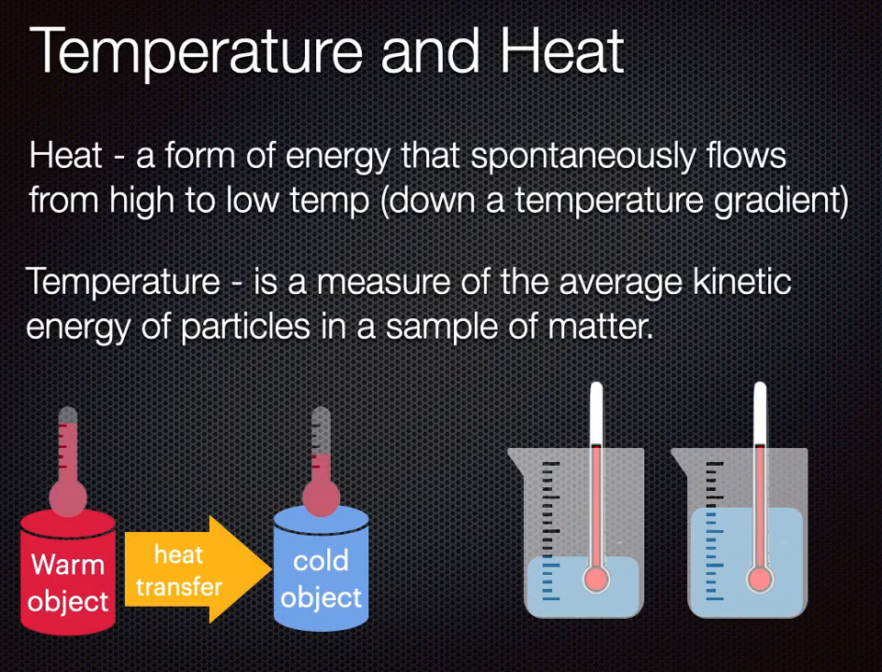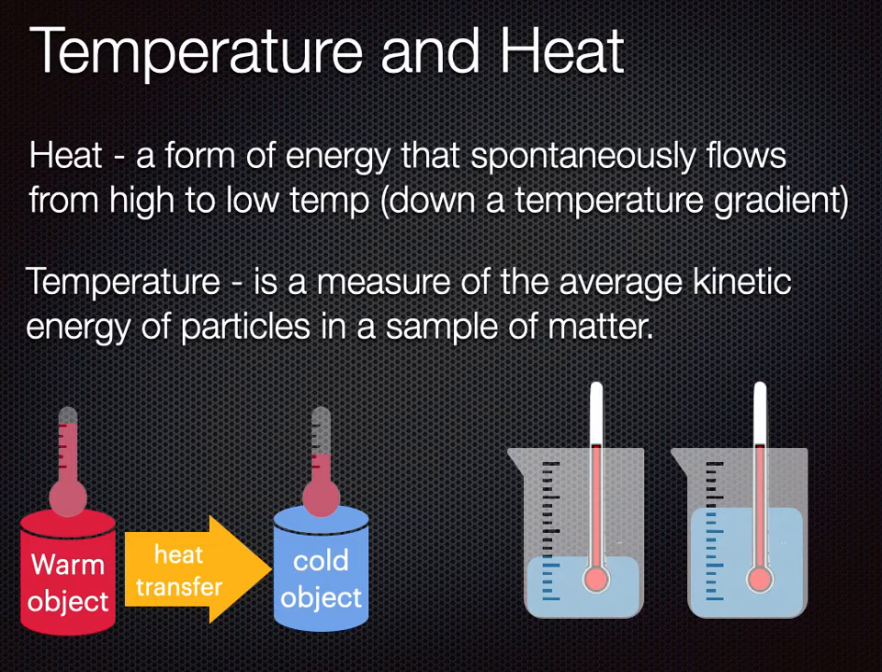And in order to do that, we're gonna recall from some earlier videos the difference between heat and temperature, because they are fundamentally different concepts. Heat is a form of energy that flows from high temperature to low temperature, or what we call down a temperature gradient. So heat will always flow spontaneously from a warm object to a cold object. In order to get heat to flow from cold to warm, you have to put energy into the system. And that's, for instance, how a refrigerator works.